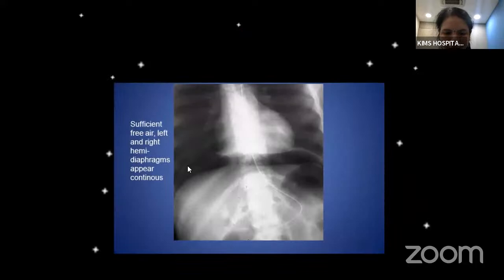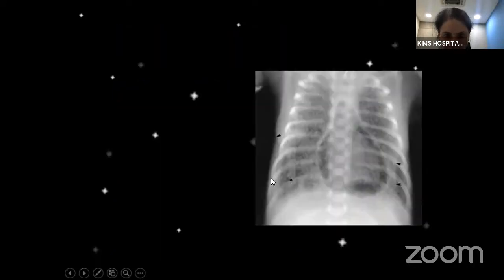On the other hand, in pneumoperitoneum, we may see air under the diaphragm, and there can sometimes be sufficient air which may lift the diaphragm, and we may see a uniform line which is outlining the right and the left lobe of the liver. So this is characteristic of pneumoperitoneum.